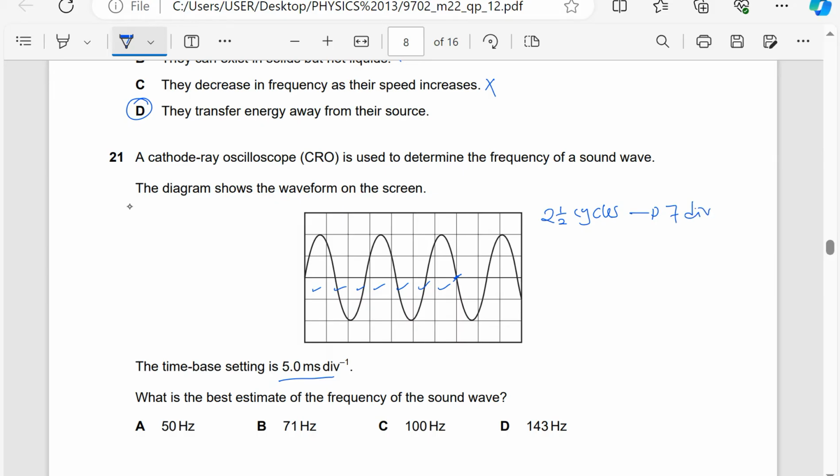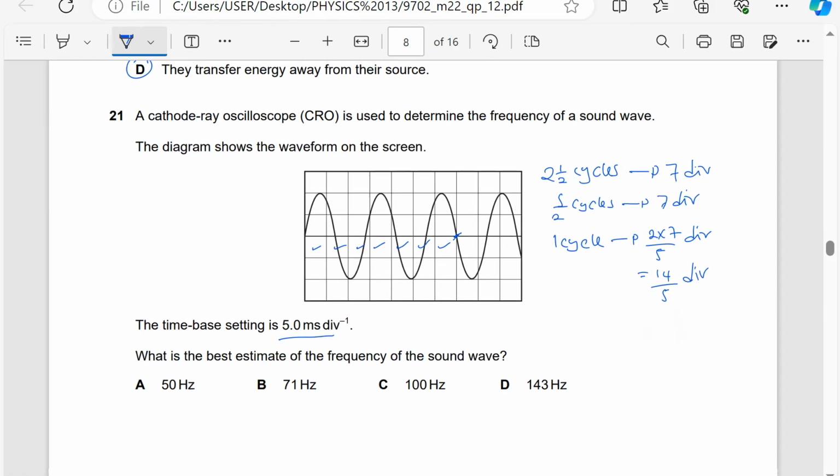7 divisions. So it means 2.5 is 5/2 cycles. Those are 7 divisions. So one cycle is going to be represented by 2 times 7 divided by 5 divisions. That is 14/5 divisions. That is one cycle. So the period is going to be equal to the length representing one cycle times the time-base setting. So 14/5 divisions times the time-base setting, which is 5 times 10 to the power of minus 3 seconds per division.